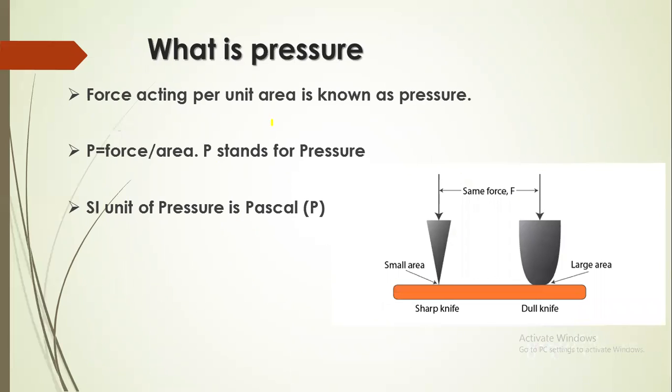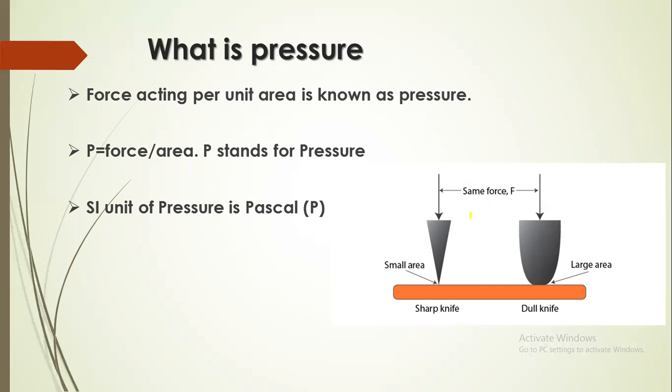What is pressure? Force acting per unit area is known as pressure. P equals F divided by A, where P stands for pressure. Pressure equals force divided by area. The SI unit of pressure is Pascal. We can write Pascal as capital P.